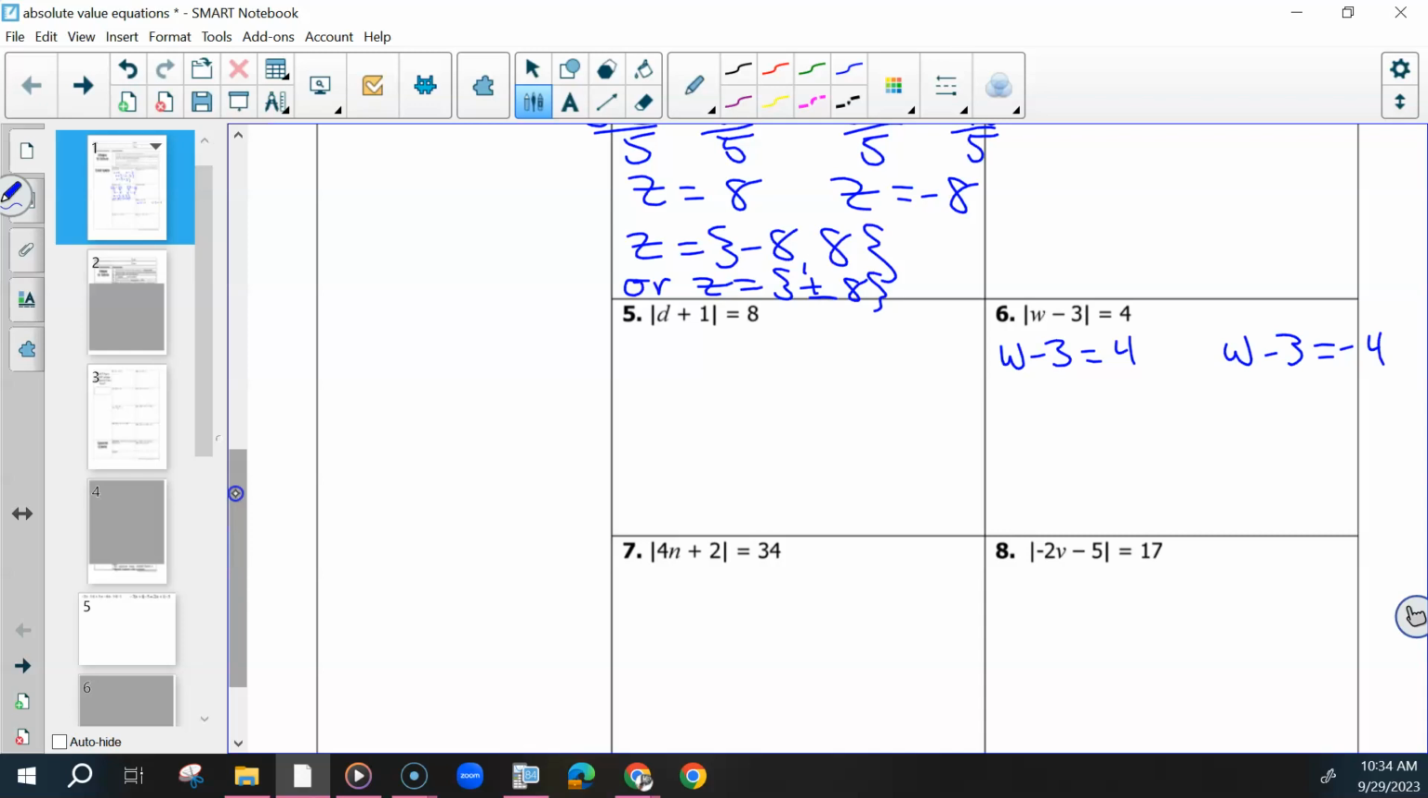And then we're solving for W, so we would do what in this case? Add 3 to all the sides. We have W equals 7 and W equals negative 1. So this would be a case where the numbers are different. So we can't use plus or minus here because the numbers are different. Do you have any questions on that one?